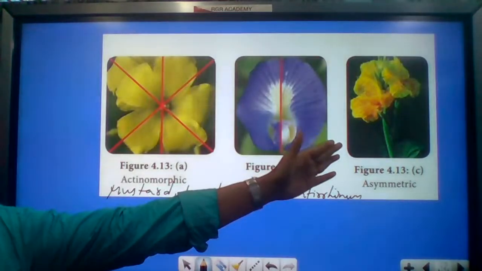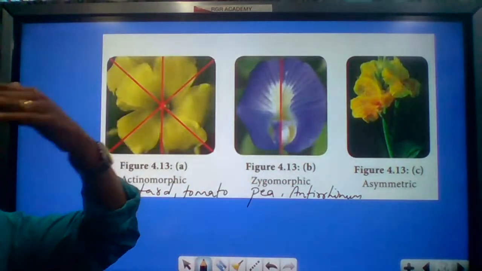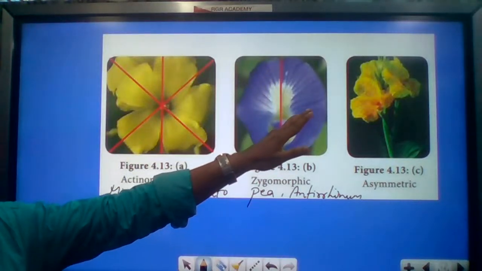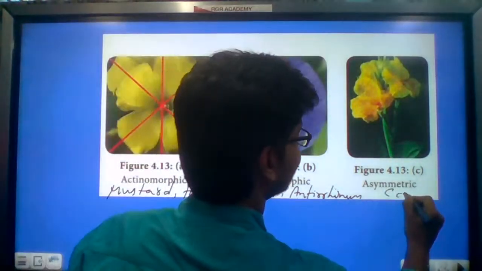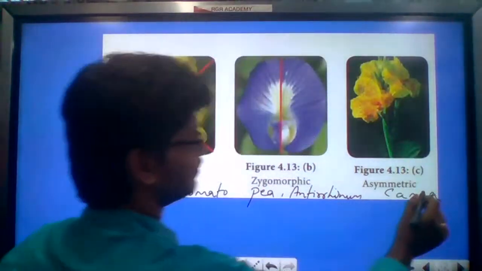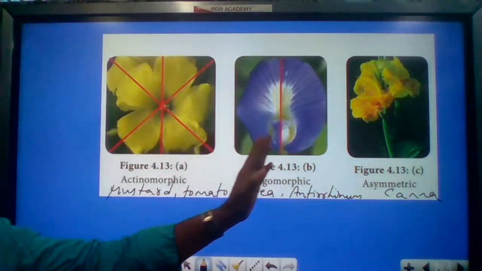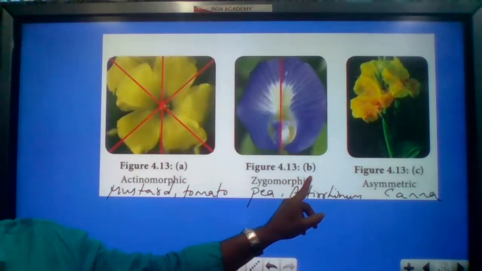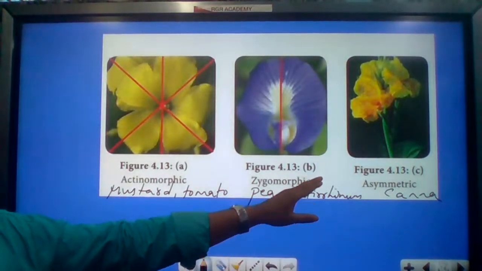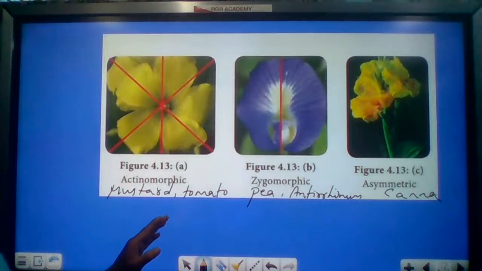You can take an asymmetric example. It cannot be divided into equal planes. Here you could see Canna plants. Canna is an example for asymmetry. So based on symmetry, flowers can be classified as actinomorphic, zygomorphic, and asymmetric. These are the three types of classification.